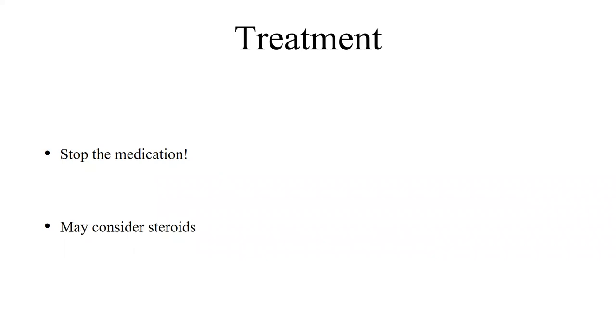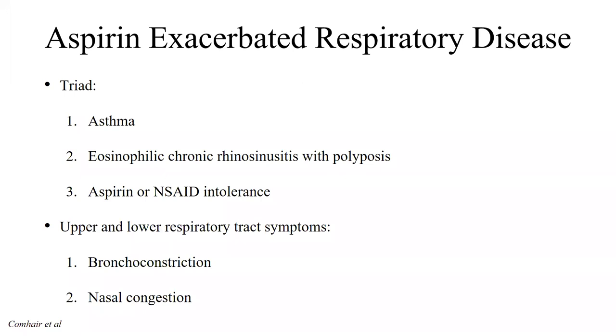Treatment, of course, is to stop the medication. If they're presenting with more severe symptoms, you may consider a course of steroids. For aspirin exacerbated respiratory disease, there's a triad of asthma, eosinophilic chronic rhinosinusitis with polyposis, and aspirin or NSAID intolerance, of course, as the name suggests.